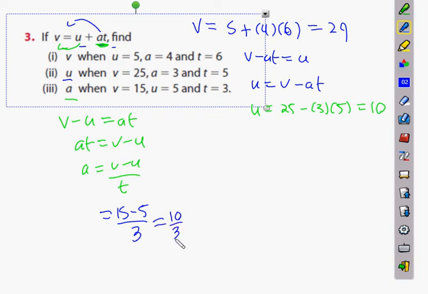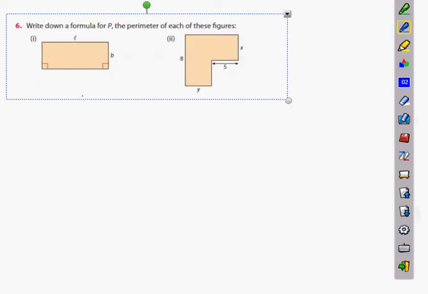Is that right? Everybody happy enough with that? It's what you did in the last exercise, except you put in numbers. Like that's what u is. Which one? That one. A. Okay. 6.